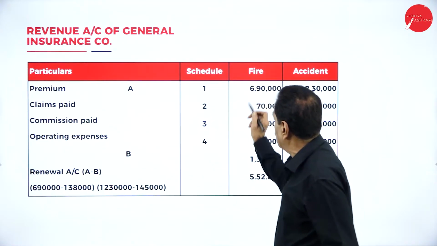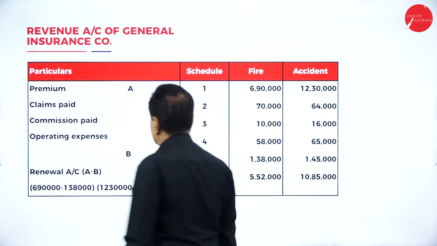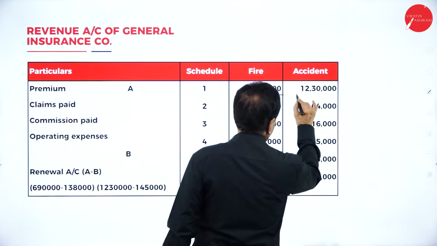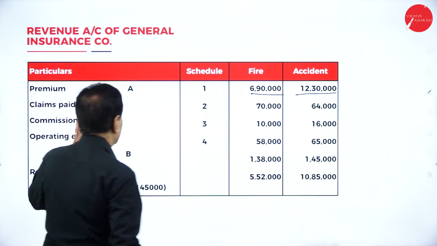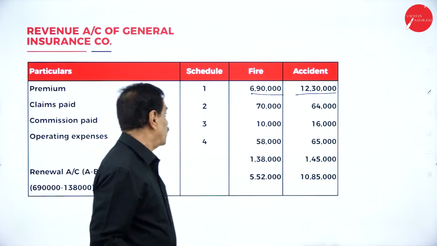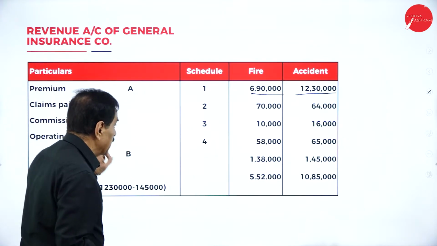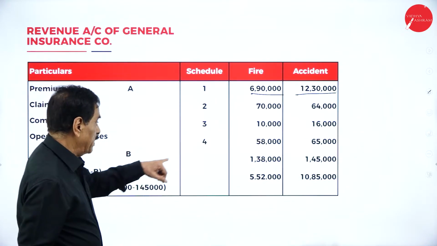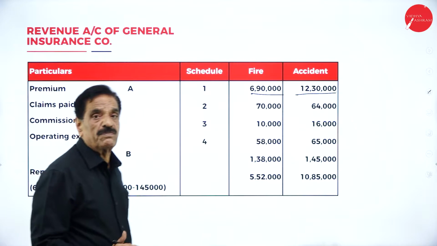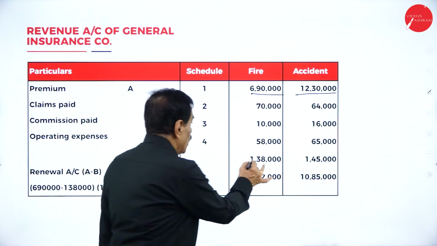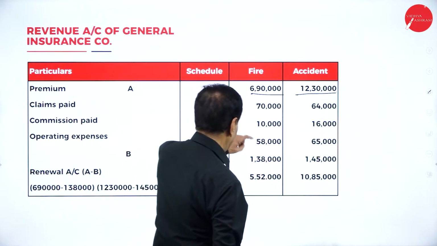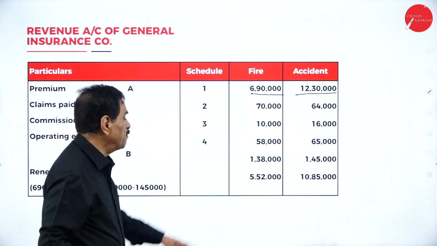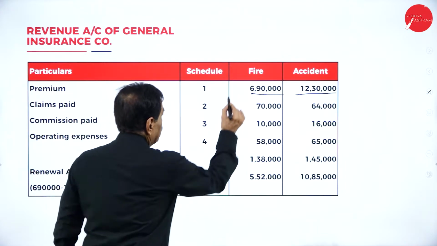Schedule number 1, premium. In case of fire, it is 6 lakh 90,000. This is accident, 12 lakh 30,000. This is A. Then claims paid 70,000, 64,000. Then commission paid 10,000, 16,000. Then operating expenses 58,000, 65,000. The total expenditure comes to 1 lakh 38,000 here, and 1 lakh 45,000 here. This is B. This is A.